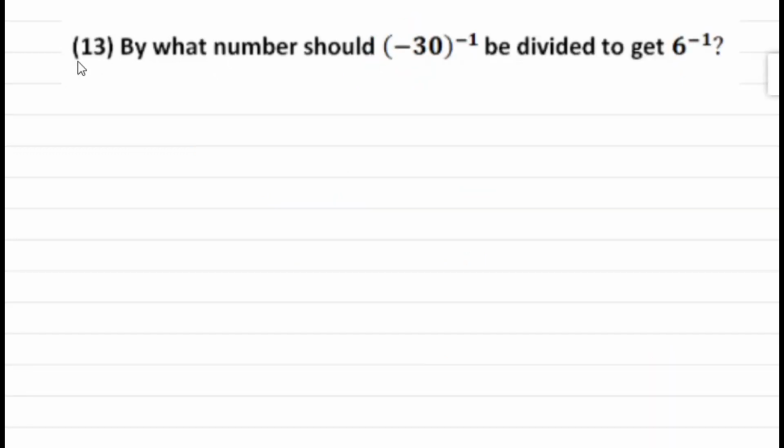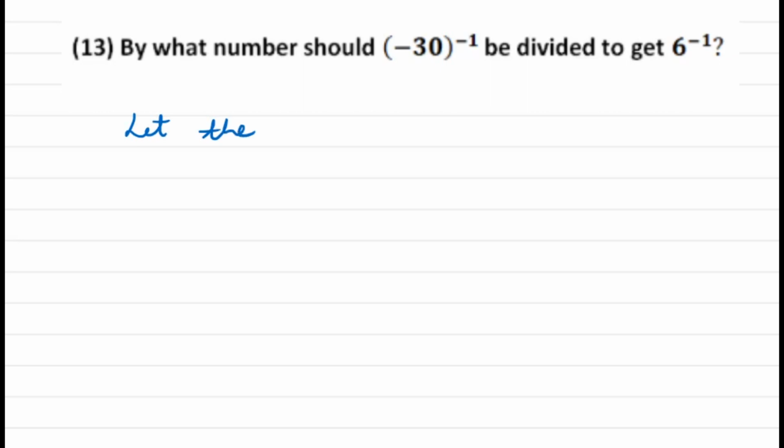The same type again you have the next one. By what number should this be divided to get 6 to the power -1? So again let the number be x.